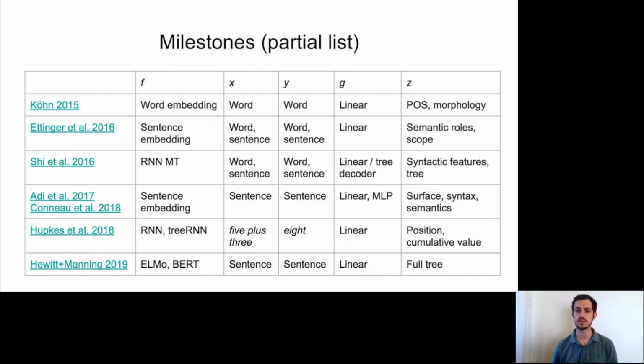The other point to notice is the variety of linguistic properties Z. Those could be simple word-level properties like part of speech tags, morphological information, semantic roles. There can be also more complicated syntactic features or semantic features, and even very recently, one might try to actually decode a full tree from the representations in what is known as a structural probe by Hewitt and Manning. So various properties are possible to test.